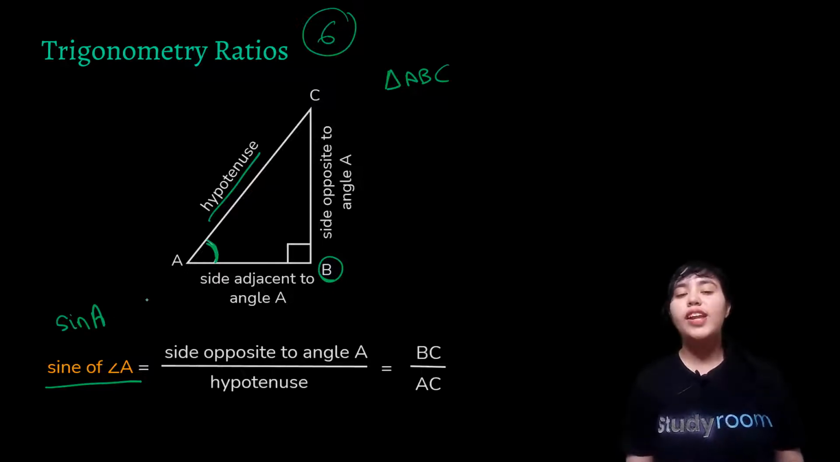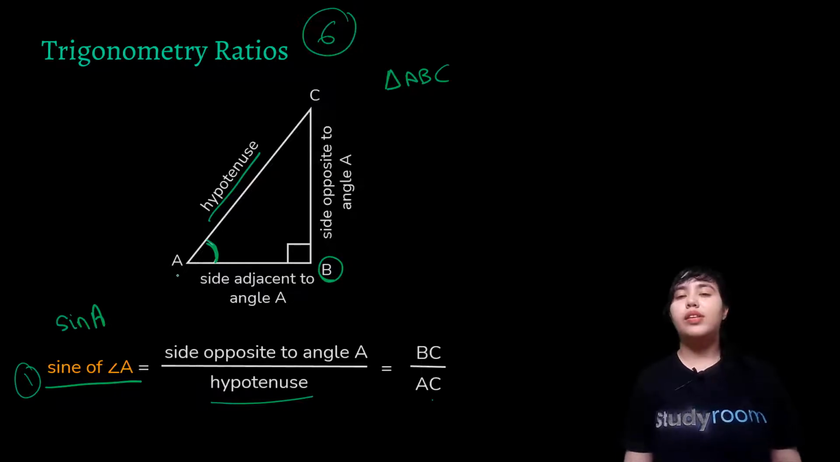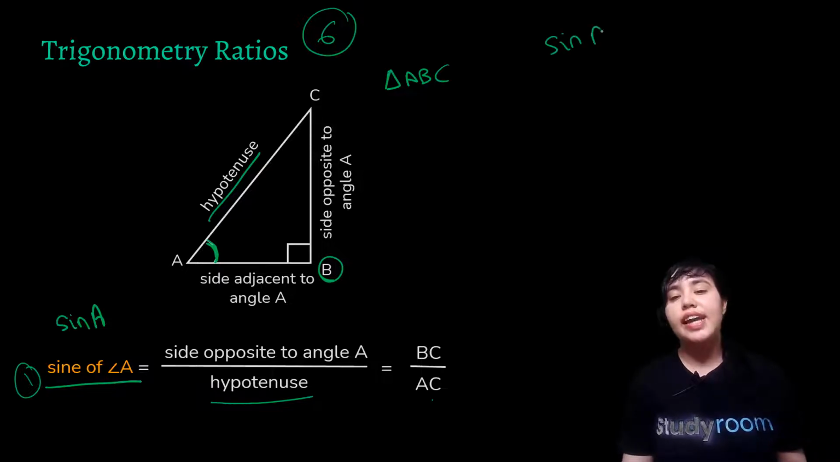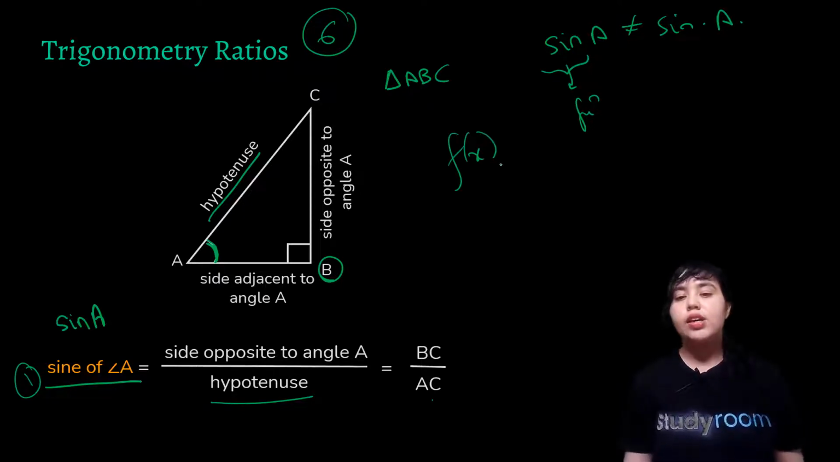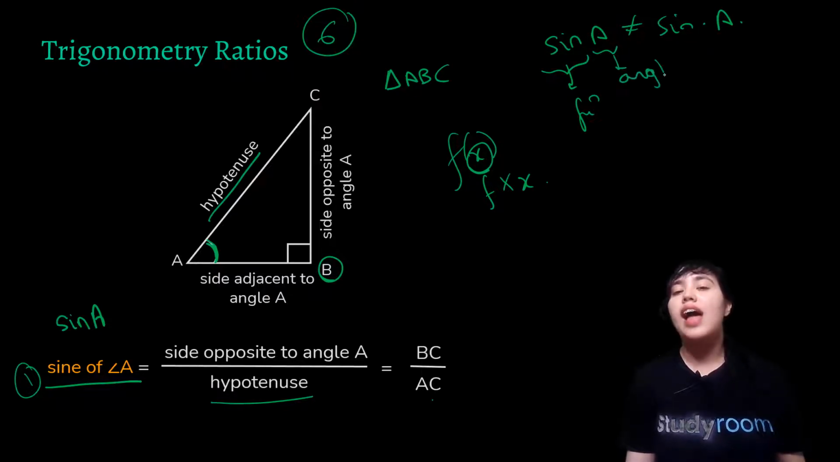Now, what is its formula? It is the side opposite to angle A, that is BC, upon the hypotenuse. What is the hypotenuse? AC. So this is the first ratio, sin A, which is side opposite upon the hypotenuse. One thing you should ensure here is that sin A does not mean sin times A. Sine is a function, like f of x. It doesn't mean f times x, it means function of x. So sine is a function acting on A, where A is your angle.